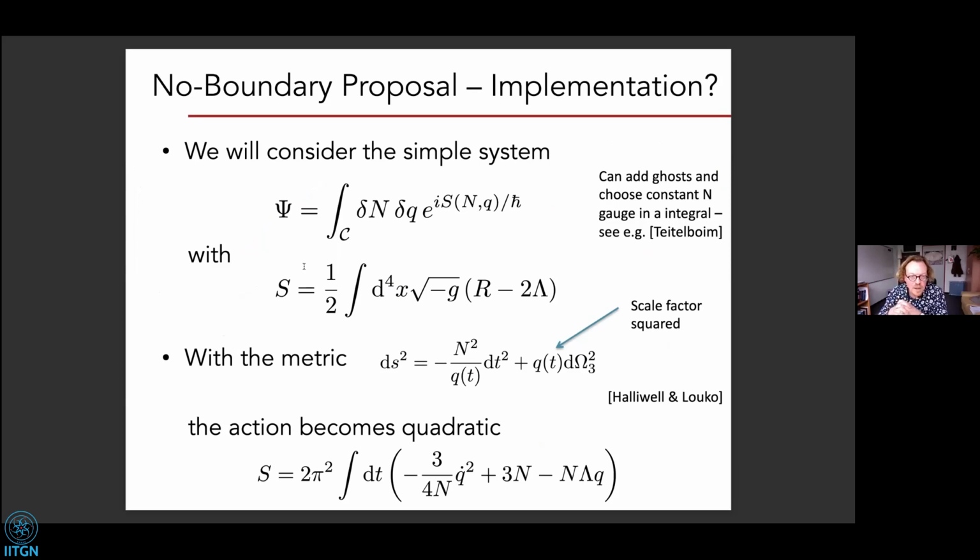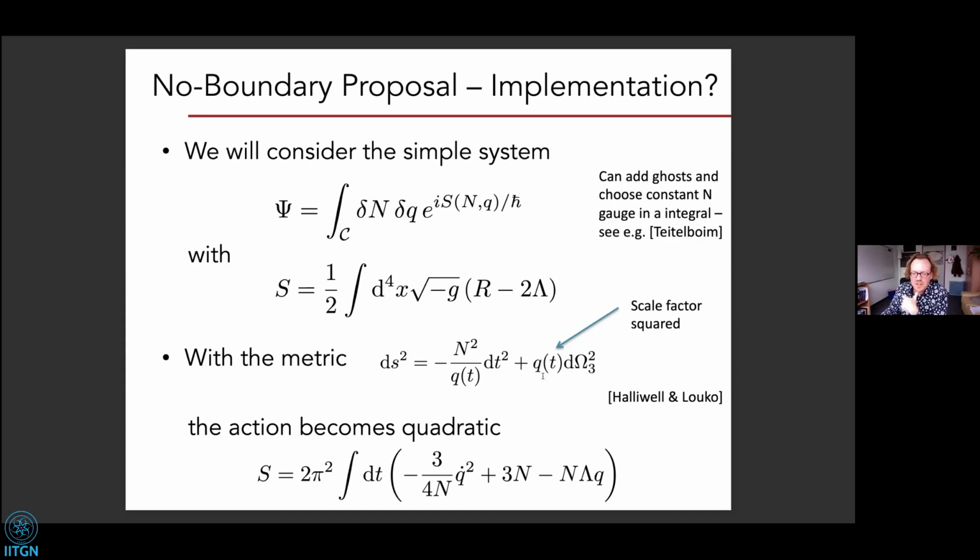Now, for this, again, the only way to do it at the moment is to do it in mini-superspace models, where you already choose an ansatz for the metric of the universe, an ansatz which has certain symmetry simplifications. In particular, I will start here with a case where the universe is considered to be spatially isotropic and homogeneous. So the spatial sections are 3-spheres.